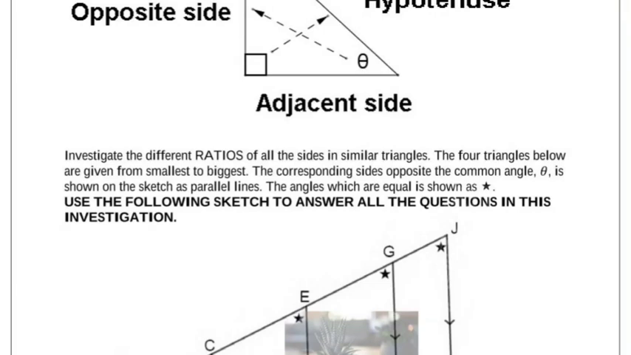The four triangles below are given from smallest to biggest. The corresponding sides opposite the common angle theta is shown on the sketch as parallel lines. The angles which are equal are shown as stars. Use the following sketch to answer the questions in this investigation. So our questions from question 1 is based on this diagram. At the moment, they are testing you on your knowledge of similar triangles.